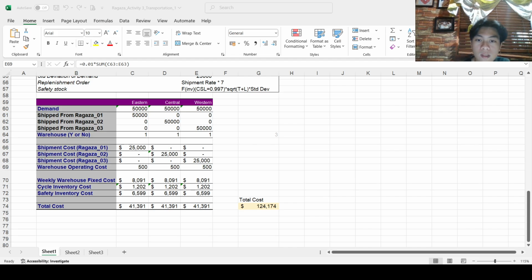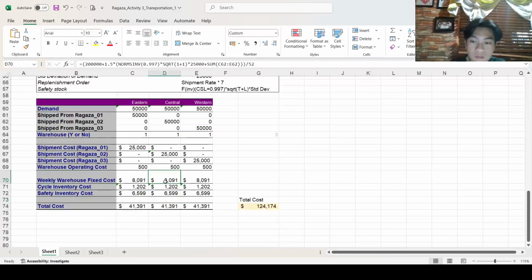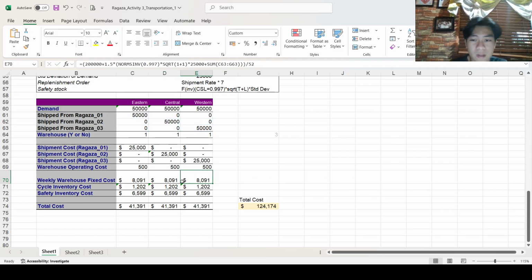So now the weekly warehouse fixed costs have each now has a 8,091, which is by getting through this formula, which is the same formula as from the two previous tables. But this one we're just going to select in each of their own specific regions, in which in this eastern part is we're getting in this row, the 50,000 from ship demand, and then this one from the central part, and then this one for the western part.